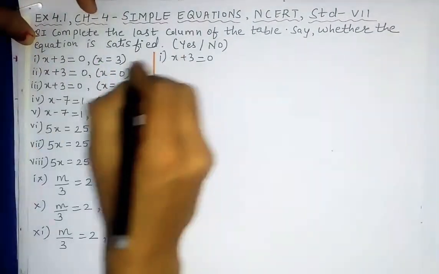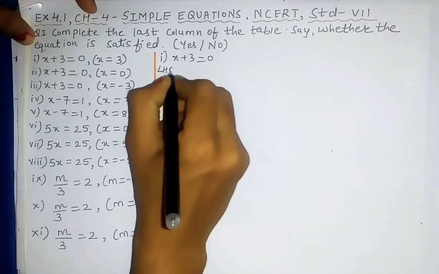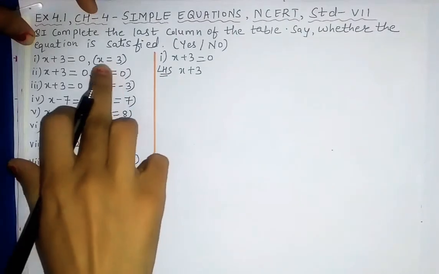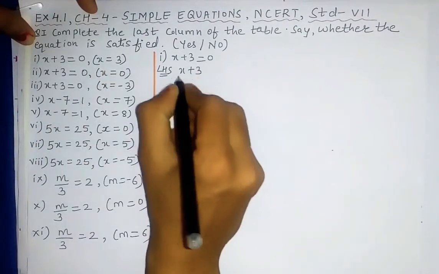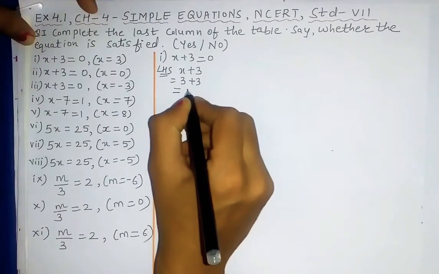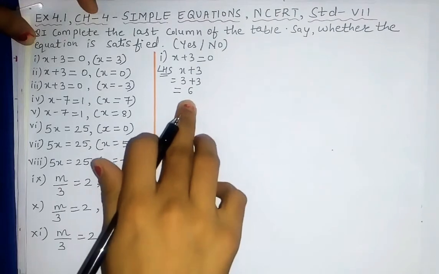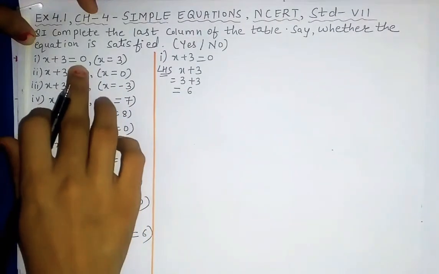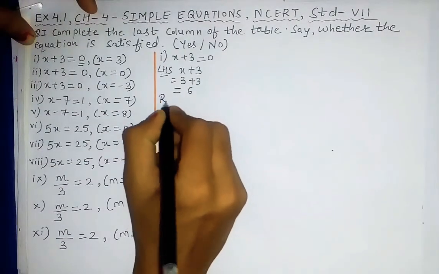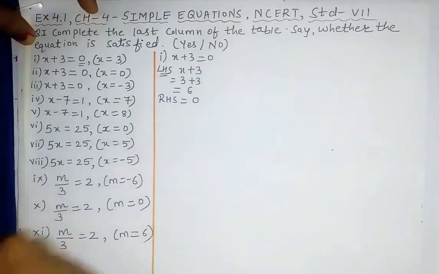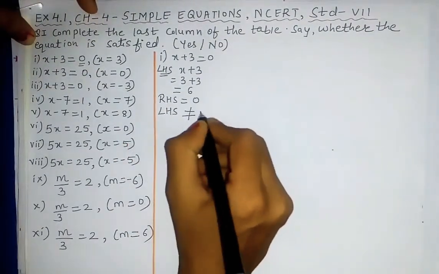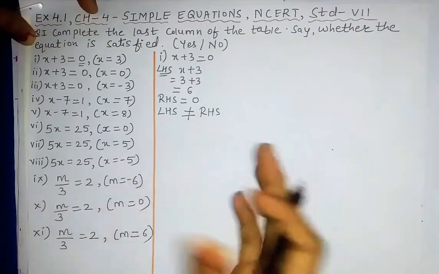In the LHS part we will keep the value. LHS is x plus 3. Now putting the value of x. What is x? x is given 3. So it will be 3 plus 3, which gives us 6. So we got 6. And what is our RHS? In RHS, 0 is given to us. And we are getting 6. So LHS is not equal to RHS. Both are not equal.